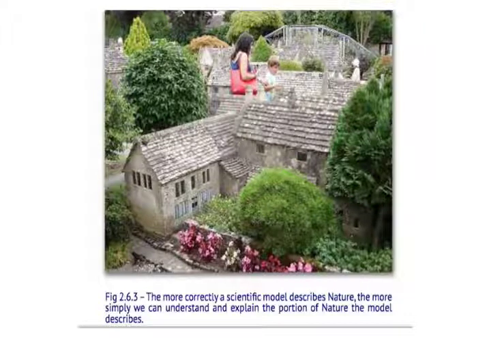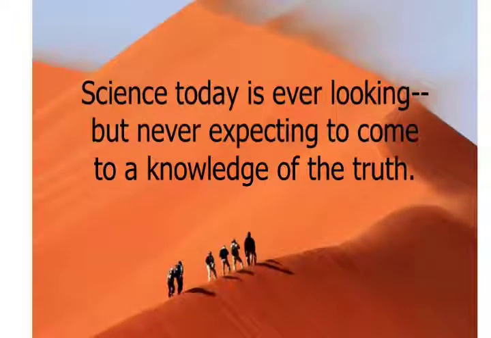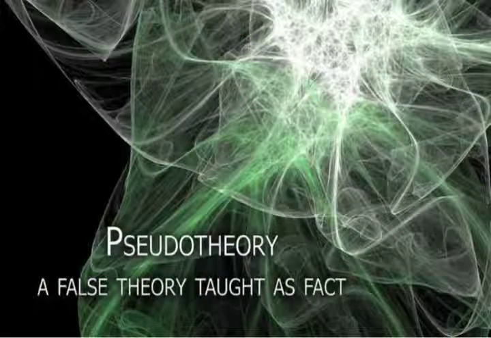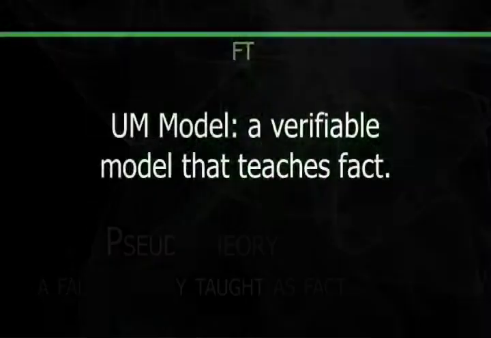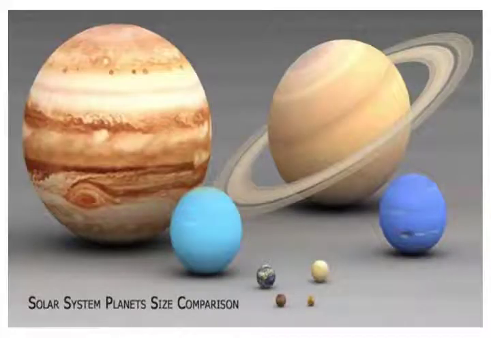Okay? So part of the problem is that science today is ever looking, never expecting to come to a knowledge of the truth. And pseudo-theories are false theories that are taught as fact. And the universal model is a verifiable model that teaches facts. Okay? Like the relative sizes of the planets, pretty dramatic differences, right? A lot of times they're pictured very differently.